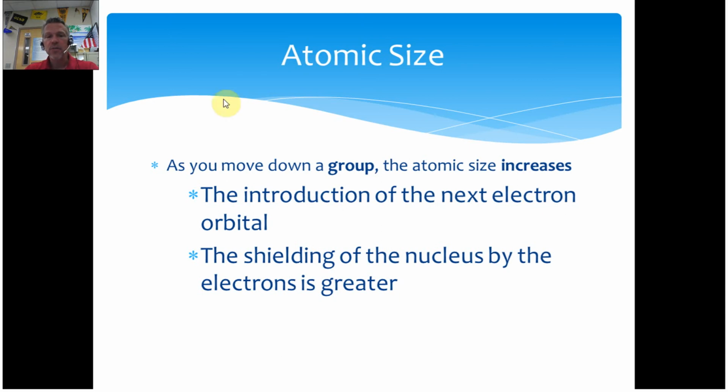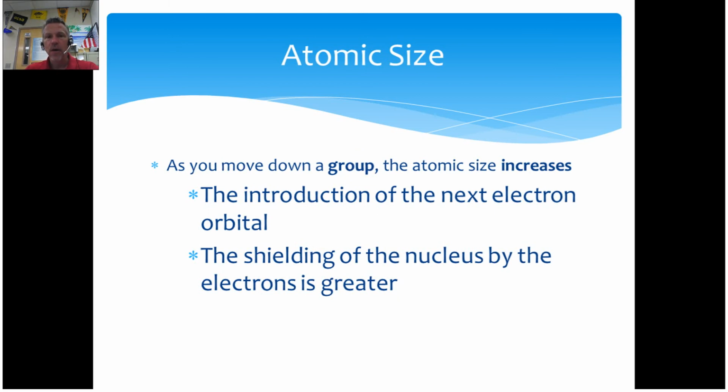Okay, so as you move, so think about the periodic table. In fact, if you have one that you can sit next to you where you're taking notes and can kind of look at the periodic table as we walk through this, it would be helpful. Okay, so you'll remember that the columns in the periodic table are called groups, okay? And the rows are called periods. Keep that in mind too.